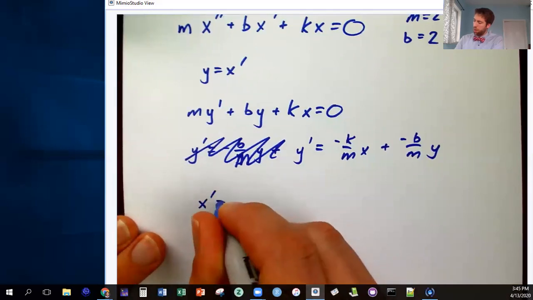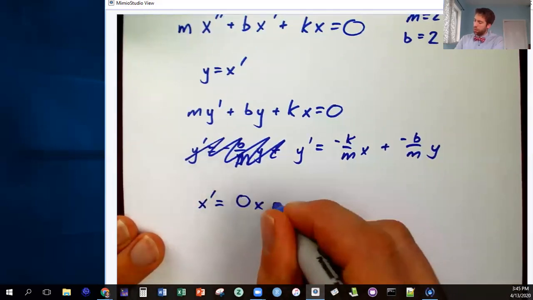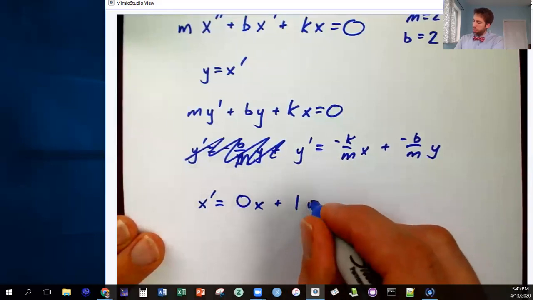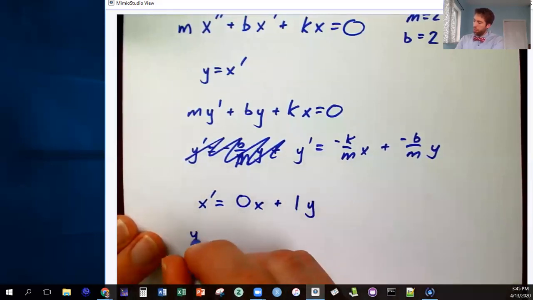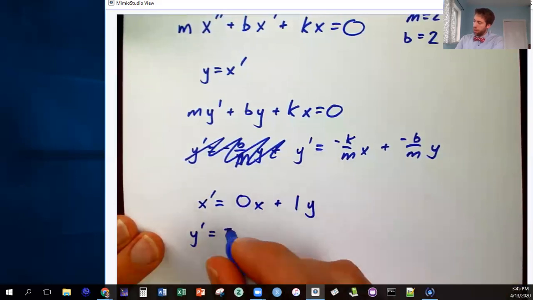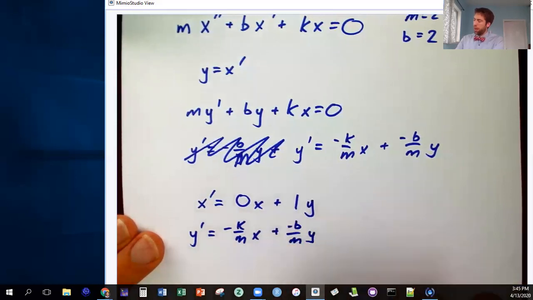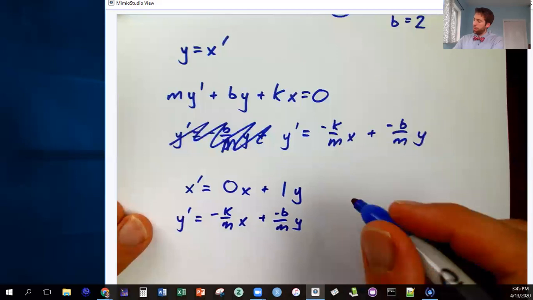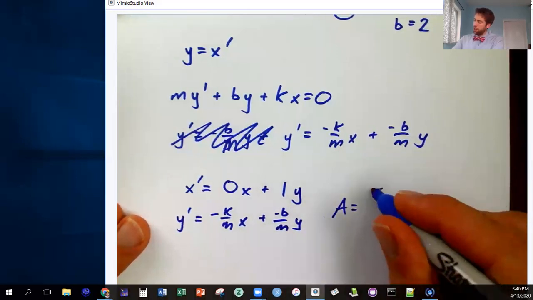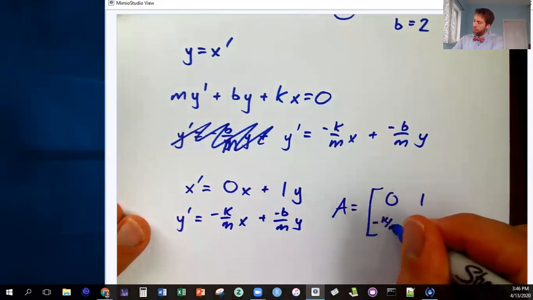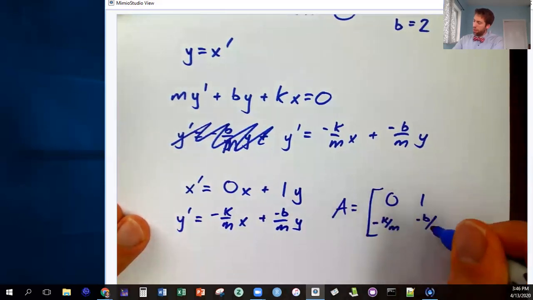Okay, so then our system is x prime equals 0x plus 1 times y, and y prime equals negative k over m x plus negative b over m y. So that means our coefficient matrix is 0, 1, negative k over m, negative b over m.